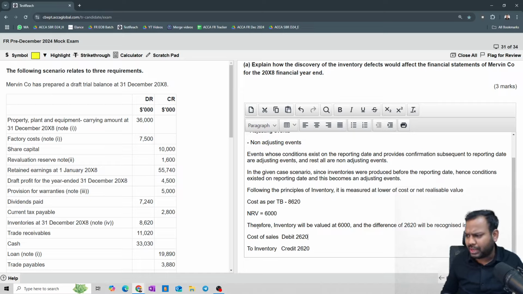Are we required to give this journal entry in the exam? Not required. Because the question was asking to explain, so just an explanation till here is fine. We are not required to give the journal entry. Just for the sake of your query, I have passed the journal entry here. Otherwise, not required. Is that clear, Ruchi?